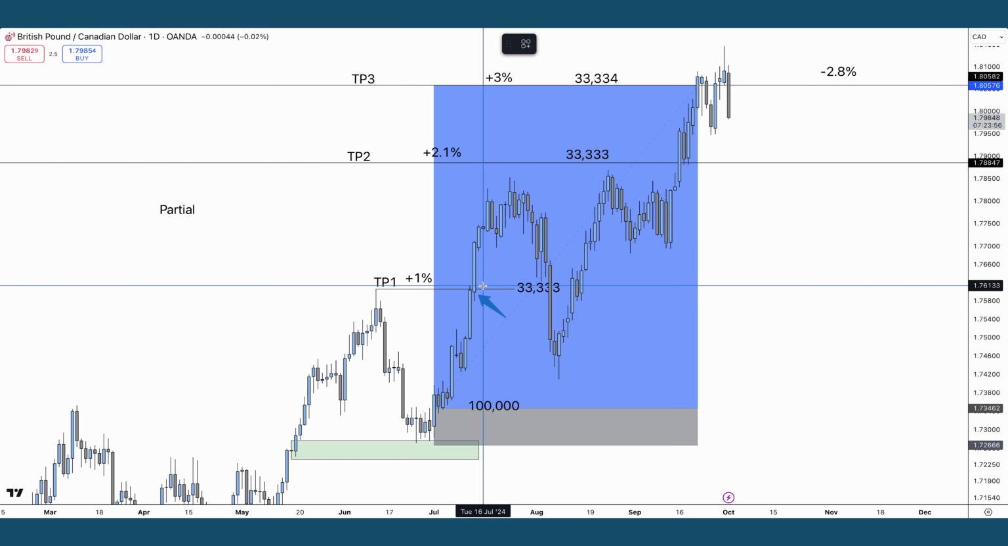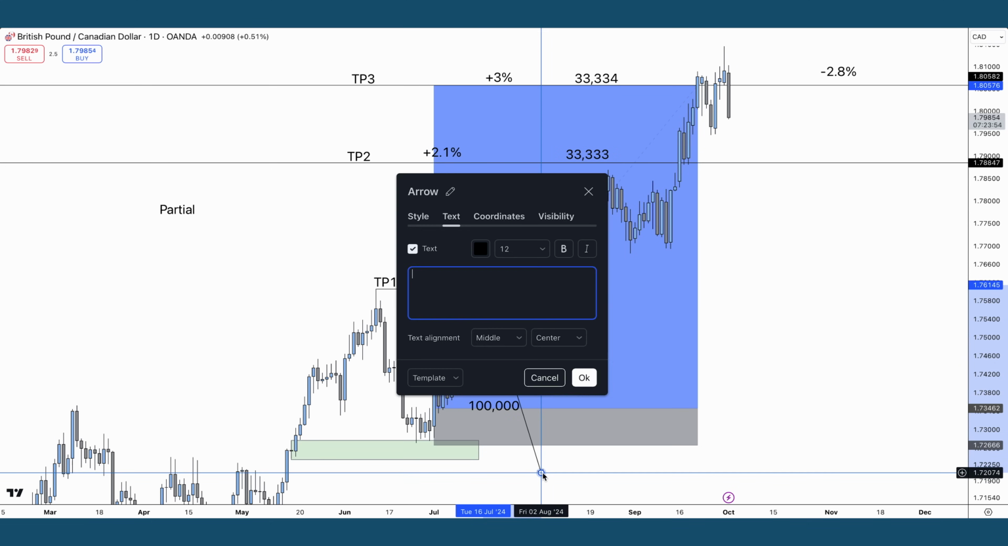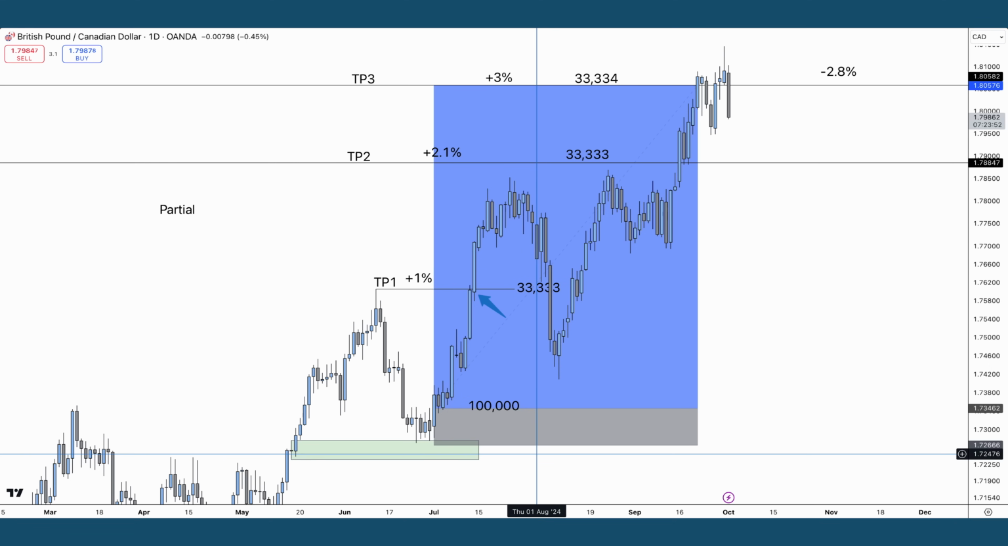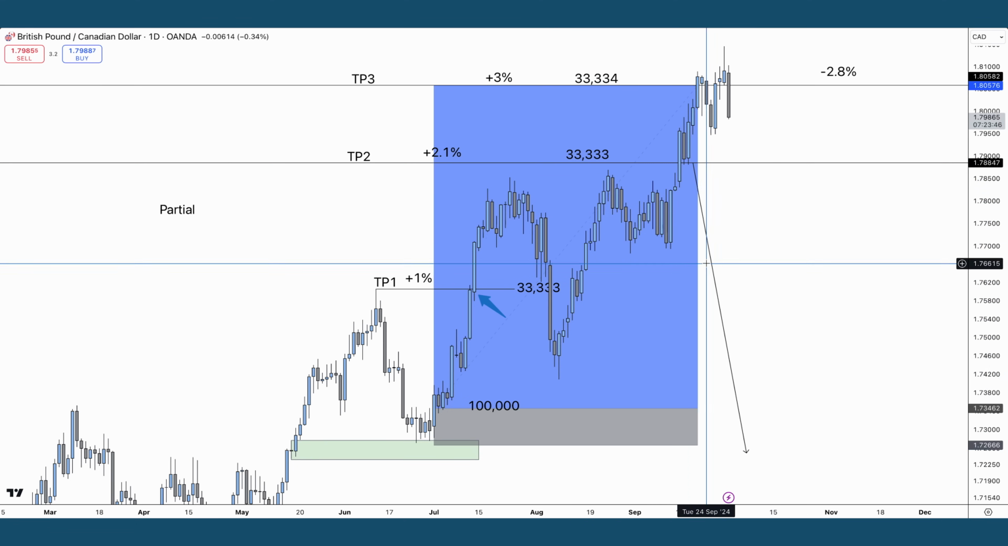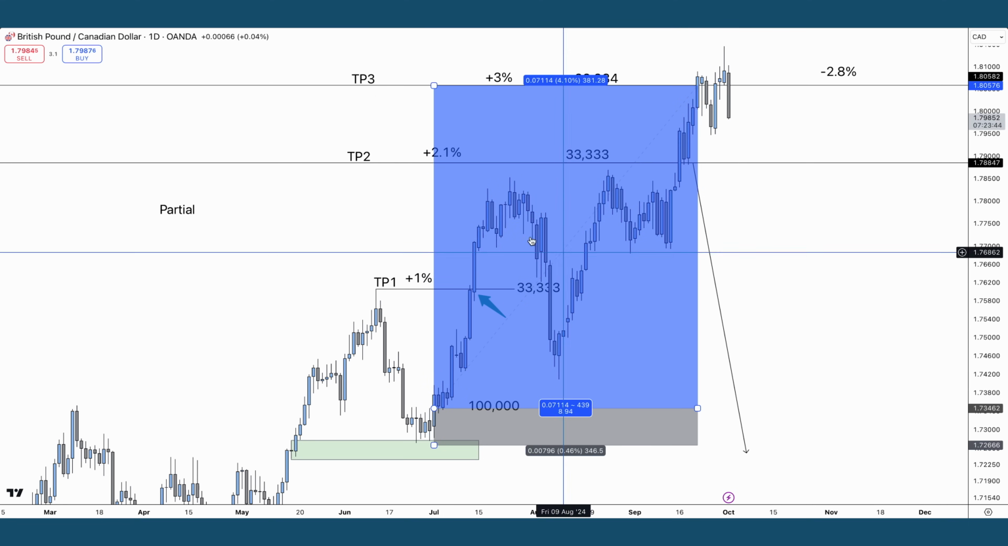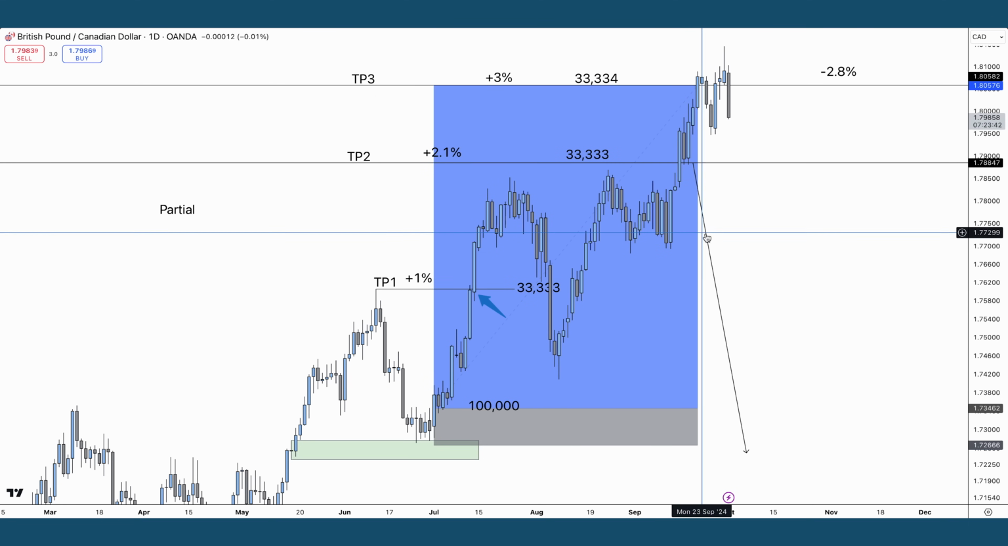Because if the market comes to the first take profit and then reverses, well, at least we still made 1% on the move, which wouldn't have been made if we were holding out. If the market hit the second level and then reversed, rather than getting closed out at nothing or nearly nothing, we'd be able to take 3.1% on this trade.